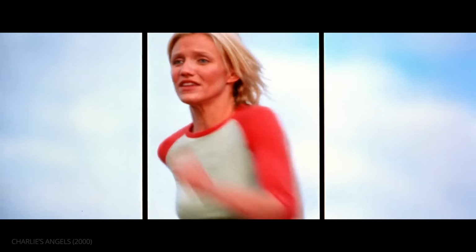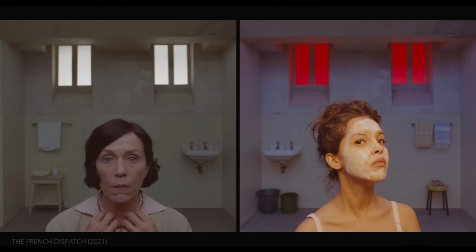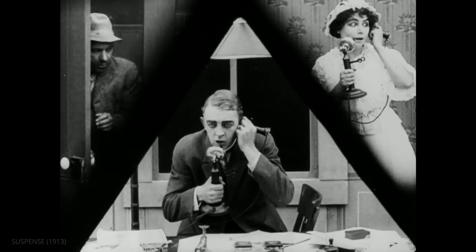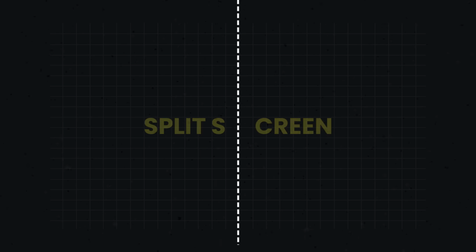A split screen is the combination of two or more shots presented simultaneously. The technique is nearly as old as cinema itself, and since the beginning, it has been used for a variety of effects. The technique can be categorized into two forms.